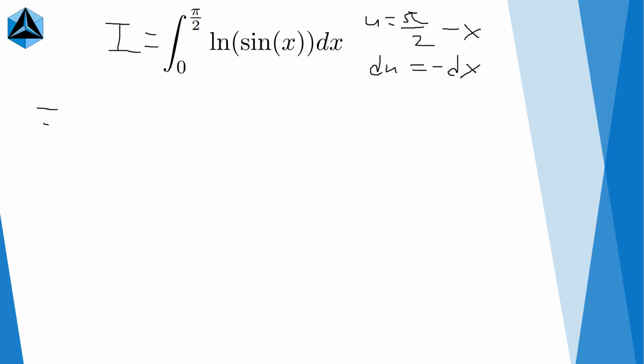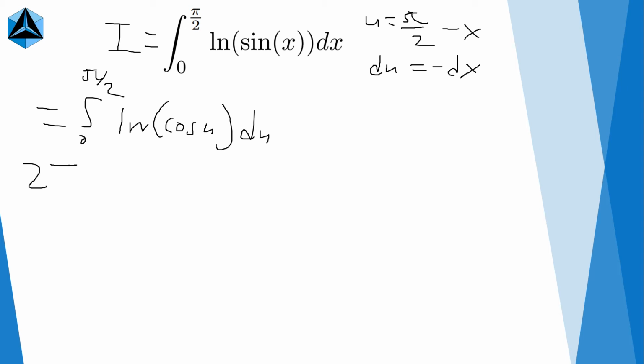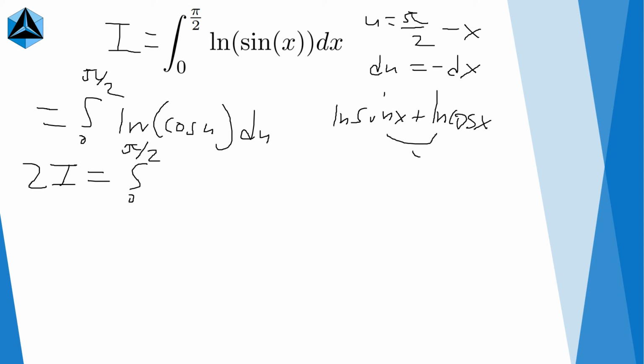So this I is still equal to the integral from 0 to pi over 2 of the natural log of cosine of u du. Remember, we can turn the u's into x's if we want, and we will do that. Then when we add these together, we get 2I equal to the integral from 0 to pi over 2 of natural log of sine of x plus natural log of cosine of x. We can use log properties to multiply the sine and cosine together. So this is equal to natural log of sine of x cosine of x dx.